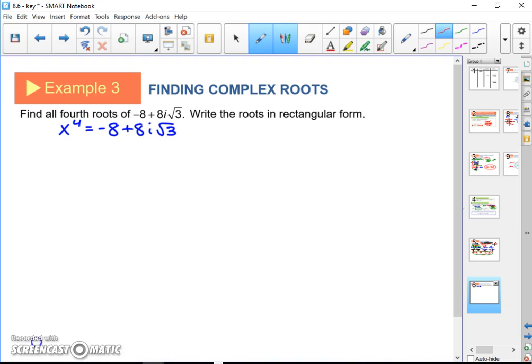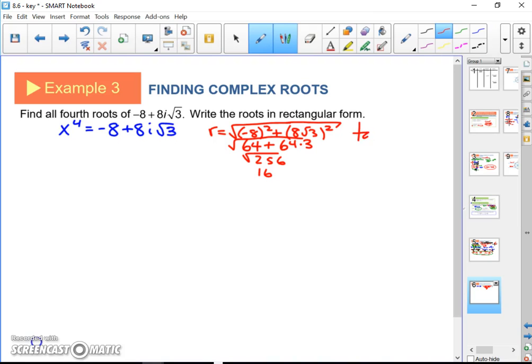We want r and theta, so r is going to equal the square root of negative 8 squared plus 8 radical 3 squared. Be really careful when you type this in on a calculator. If you don't put parentheses in here, your calculator is going to think this first part is negative 64, when it's actually positive 64. We have 64 plus 64 times 3, which is 256. The square root of 256 is 16. R is 16.